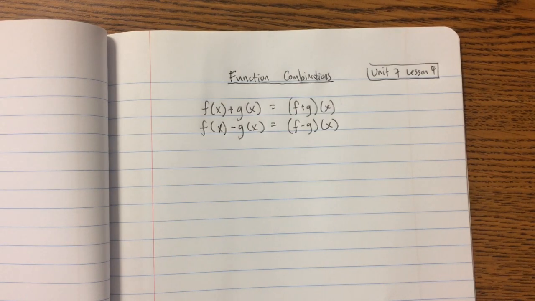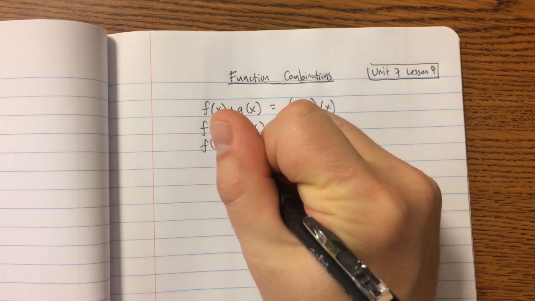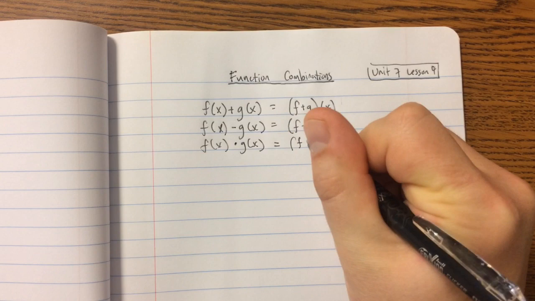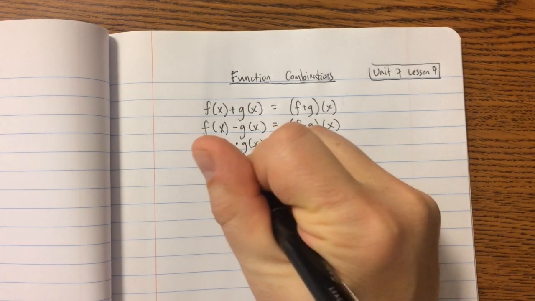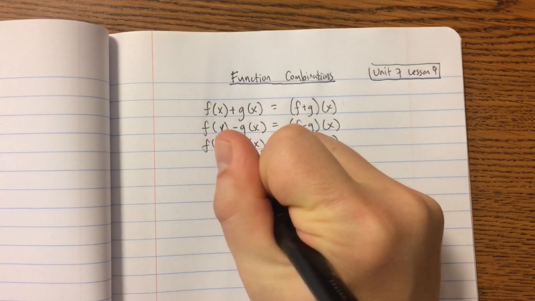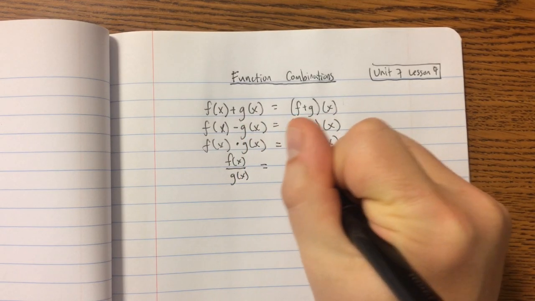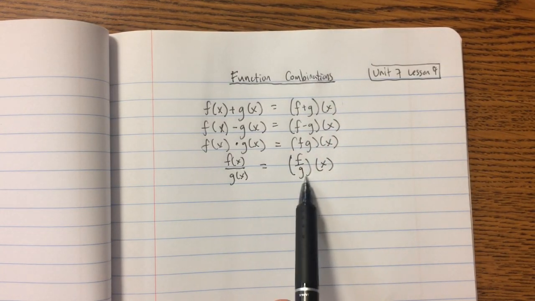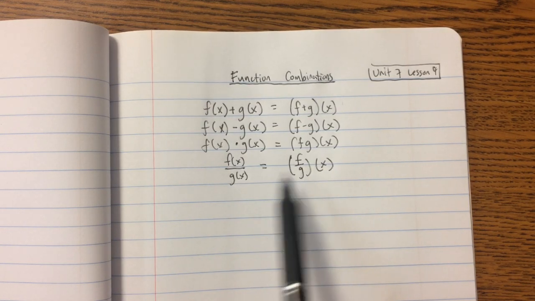So this notation is going to be pretty consistent. With multiplication, f of x times g of x, you can write that as f times g of x. Nothing really out of the ordinary here. If you were to divide two functions, f of x divided by g of x, you could write that as f divided by g of x. This notation is probably new to you, but this is what it means. It's really just a shorthand notation for this.